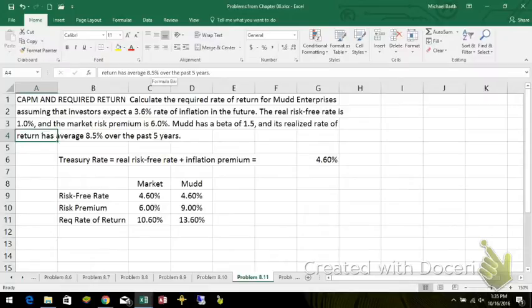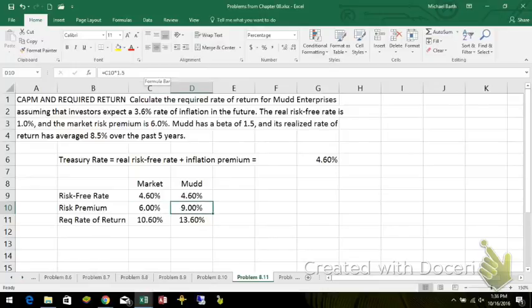Nobody cares what it did over the last 5 years. That's what it averaged over the last 5 years, but unless you tell me what the stock market averaged over the last 5 years, I don't have anything to go by. But I do know that if we look forward, today the risk premium is 6%. In Mudd, given that it has a beta of 1.5, its risk premium is 9%. And the risk-free rate is 4.6.